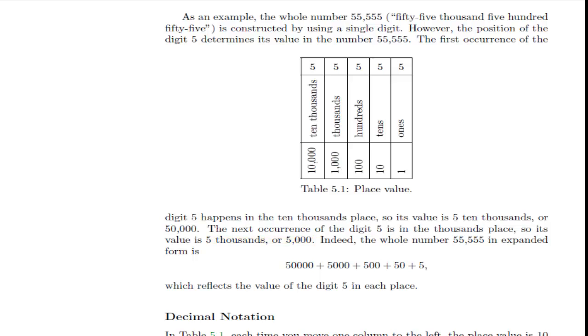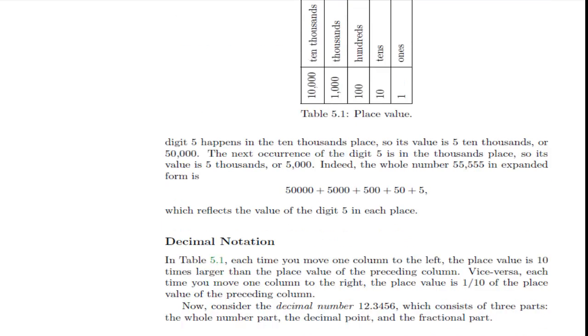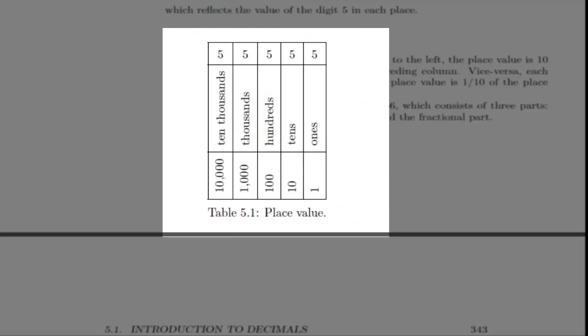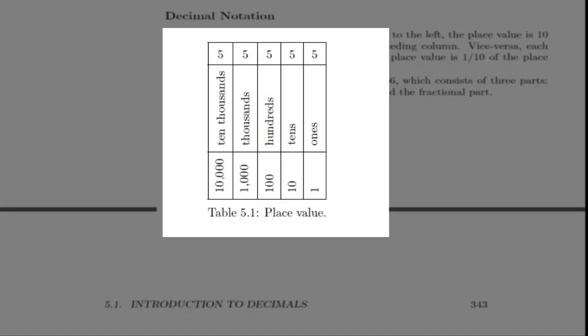Indeed, the whole number 55,555 in expanded form is 50,000 plus 5,000 plus 500 plus 50 plus 5, which reflects the value of the digit 5 in each place. Decimal notation. In Table 5.1, each time you move one column to the left, the place value is 10 times larger than the place value of the preceding column. Vice versa, each time you move one column to the right, the place value is 1/10 of the place value of the preceding column.